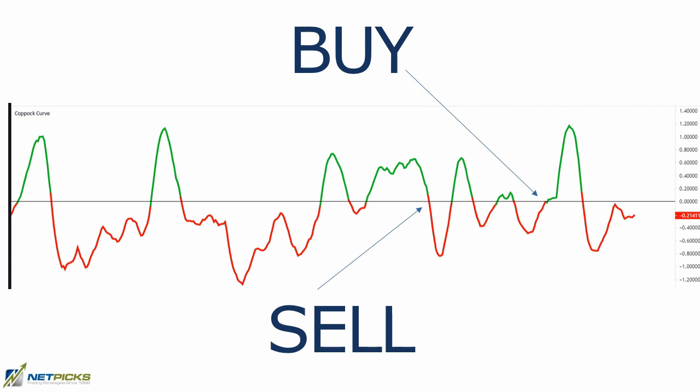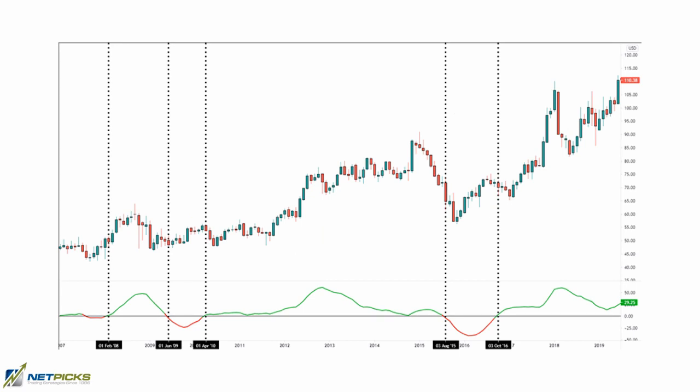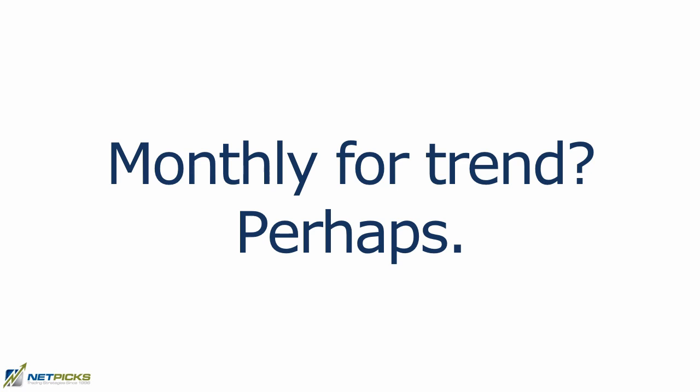So let's talk about the trading signals. A buy signal is when the Coppock curve line breaks above the zero line. A sell is the exact opposite, when the line breaks below zero. So for this example, we'll use a monthly chart of Walmart. And over the course of 8 years, we get 5 trading signals as shown by those vertical lines. So when the Coppock goes green, it just means we've crossed the zero line. That's a buy. When we see red, it's time to exit your position and or initiate a sell.